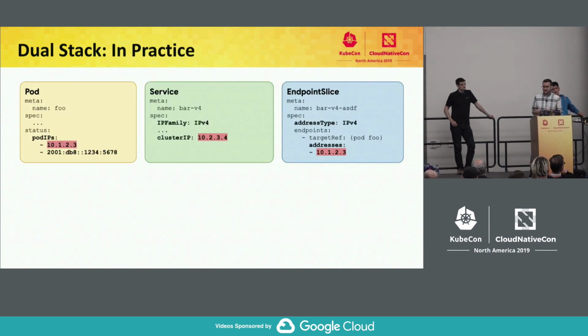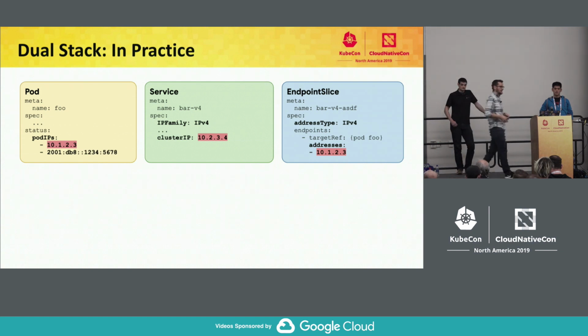So let's take a look at a simple example here. We've got a pod that has both v4 and v6 addresses, and we've got a service that we created that matches that pod, and it's assigned a cluster IP matching its IP family, so v4. And then, because we have a service that matches a pod, we have an endpoint slice that gets created automatically for us, and that pulls the IPv4 address out of that pod.